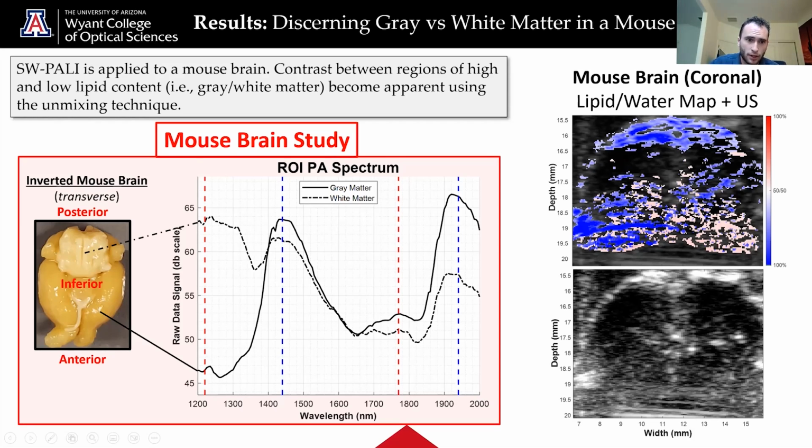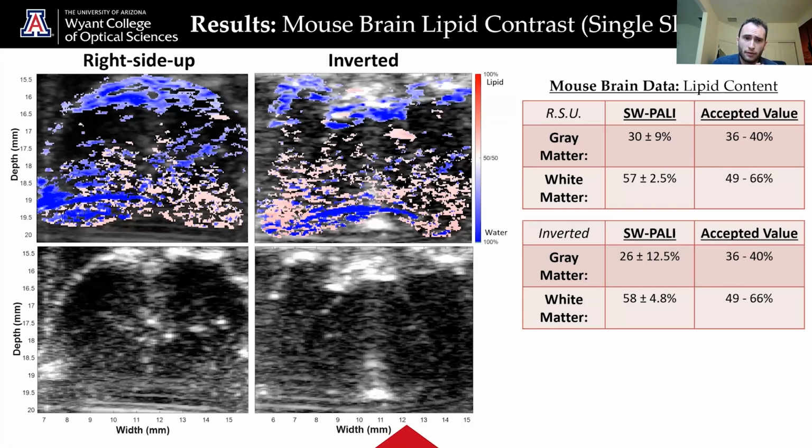And some more data here. This is the same brain. These are not the same slice of the brain, but the left column is the brain imaged right side up, where the dome of the skull is facing the upper side of the image. And then the right column is where we invert the brain, and we want to see if we can test the depth accuracy of our unmixing method here. So you can see again on the bottom row is the raw B mode images of the corresponding images above, and the top row is the lipid water map as well.